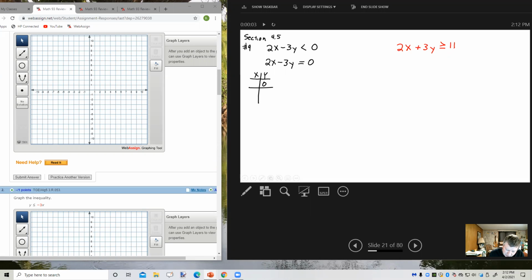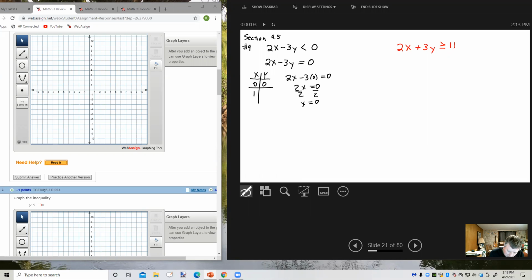So to find the x-intercept, y equals 0. So we get 2x minus 3 times y equals 0. 2x equals 0. Divide both sides by 2. x equals 0. So that means that this equation that I'm looking at would go through the origin. Let's find another ordered pair.